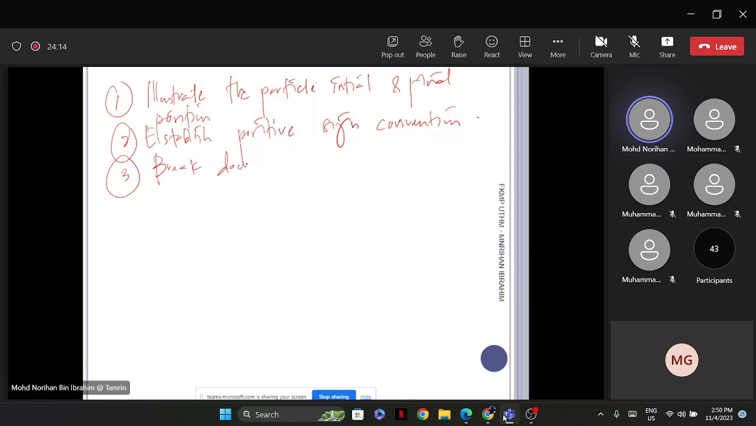Step three is break down the initial and final velocity into the components of x and y.